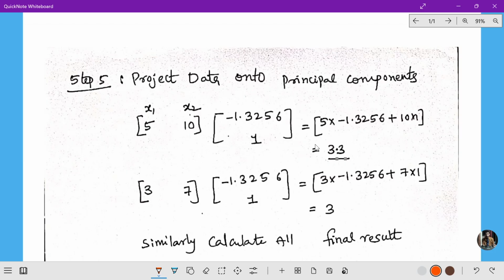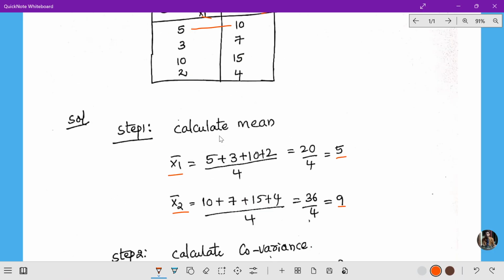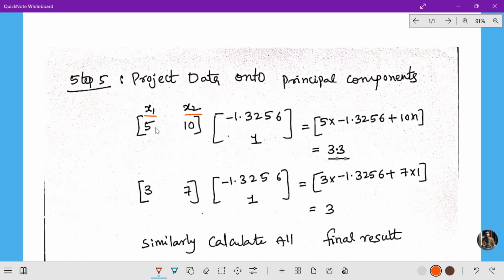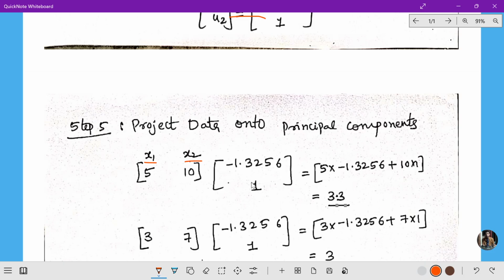Okay. So now project data into principal components. The last step is to project data into principal components. So in order to project the data into principal components, the formula is, first we need to write x1 comma x2. So what is the value of x1 in this? x1 is this one, 5, and x2 is 10, and this value. So what is the final value of this one? Minus 1.32561. So this is the value.